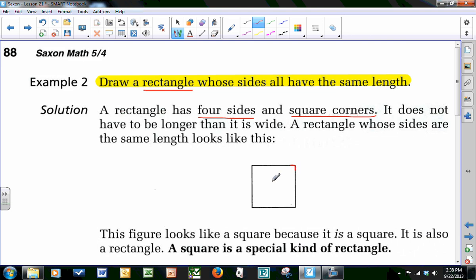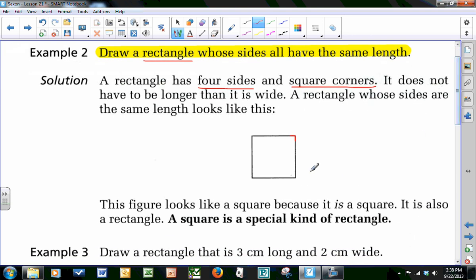But a rectangle does not always have to be longer than it is wide. In fact, a rectangle whose sides are all the same length would look like this right here, and you probably recognize that. You wouldn't necessarily have called it a rectangle at first. You probably would have called it a square because that's what it is. It is a square. It's also a rectangle. It's both because a square is a special kind of rectangle. Now, a square is always a rectangle, but a rectangle is not always a square.